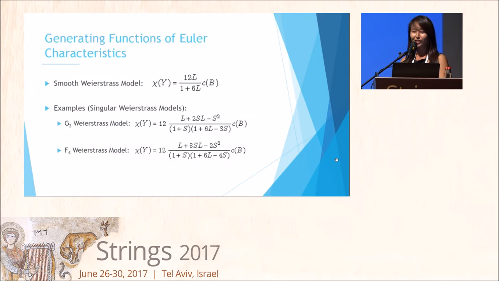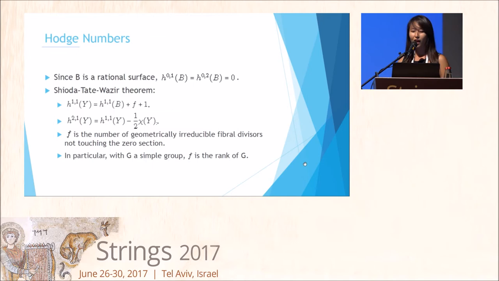The generating function of Euler characteristics for the smooth Weierstrass model is this. And for examples, we compute for G2 or F4 for the singular models, and it gives us this. For Hodge numbers, we use the Shioda-Tate-Wazir theorem to compute the non-trivial Hodge numbers h11 and h21. We can see that there's this F, which is the number of geometrically reducible fibral divisors not touching the zero section. In particular, for a given simple group G, F is simply the rank of G.